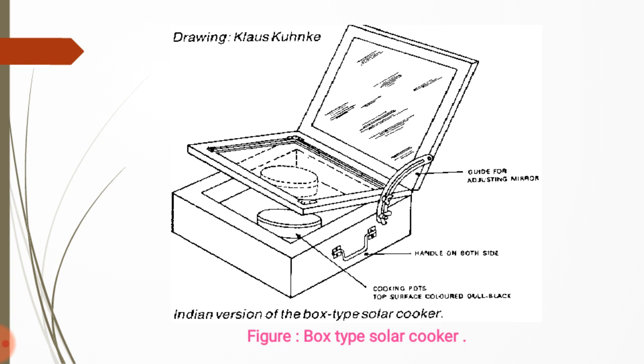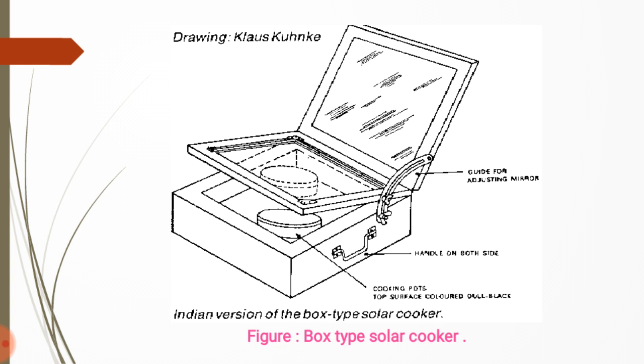Now this is the box type solar cooker, in which there are different components. The outermost part is the wooden box, and inside that there is a black coating so that the maximum amount of heat gets absorbed. In that the cooking containers are placed, and they are painted black from the outside, so that they also absorb the maximum amount of heat. Above that there is the glass cover, so that it can transmit maximum solar radiation coming from the plane mirror.